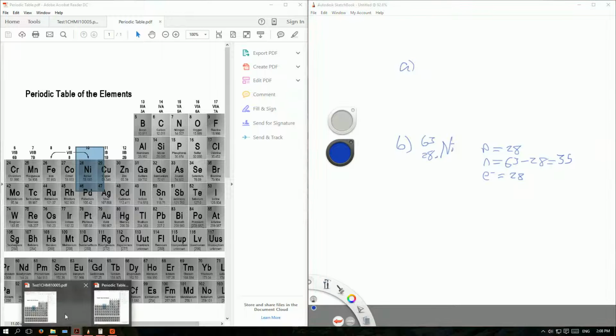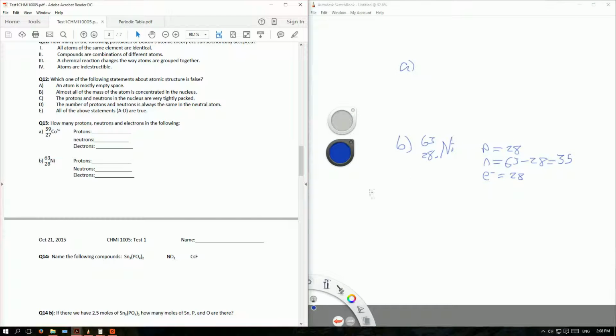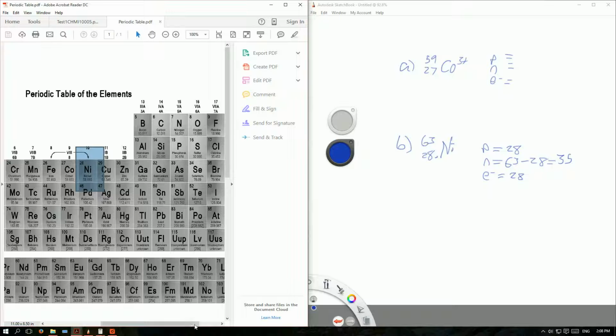Then we have A, which is a little different. So we got 59, 27, cobalt 3+. Protons, neutrons, and electrons. Always find it on the periodic table first.